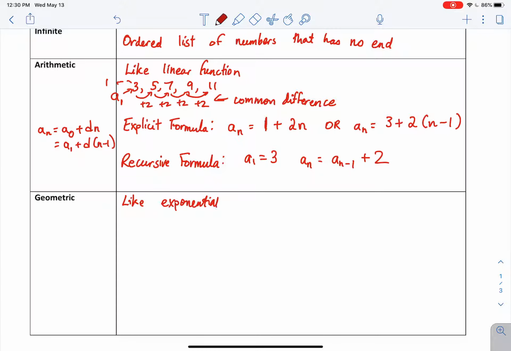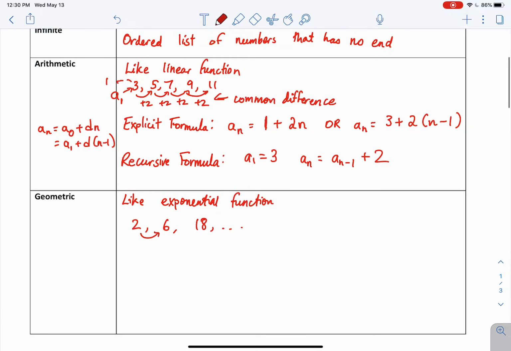So like an exponential function. For example, we could have a sequence like 2, 6, 18, and so on. Right? So here, I am multiplying by 3 every time. So this is what makes it like an exponential function. It's a common multiplier. We call this the common ratio.